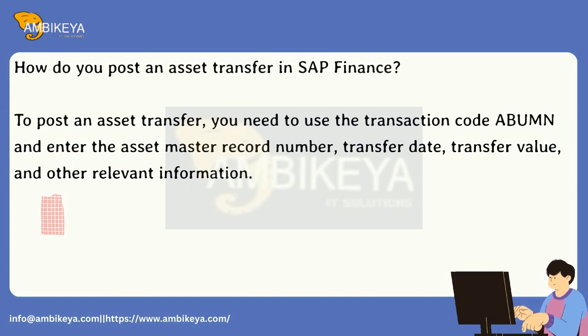To post an asset transfer, you need to use the transaction code ABUMN and enter the asset master record number, transfer date, transfer value, and other relevant information.